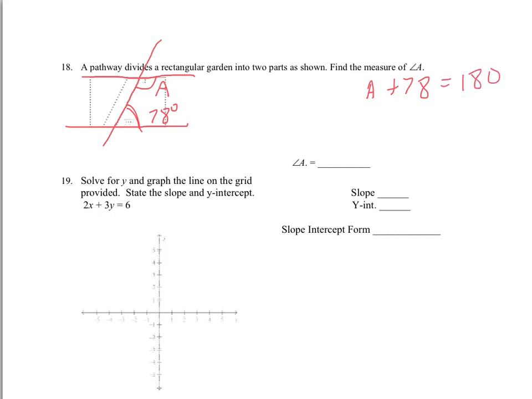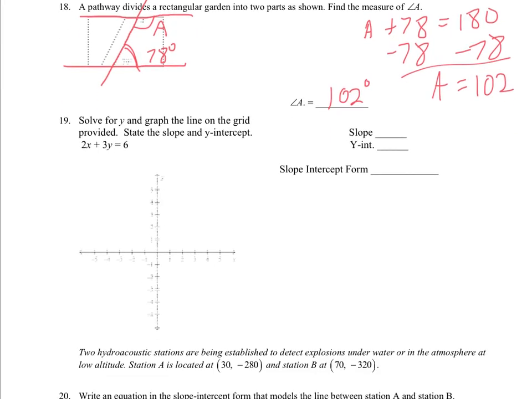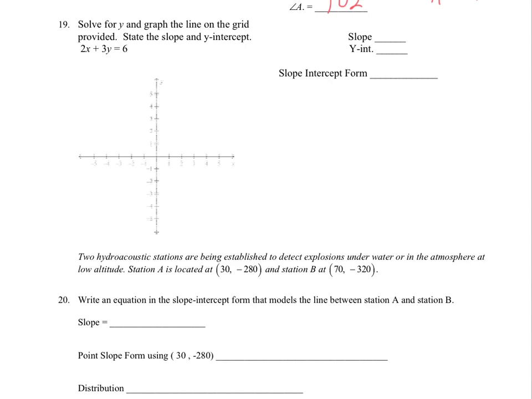So we add them to each other to equal 180. Subtract 78 degrees, and we find that A is equal to 102 degrees. Okay, 19. Solve for y and graph the line on the grid provided. State the slope and the y-intercept.